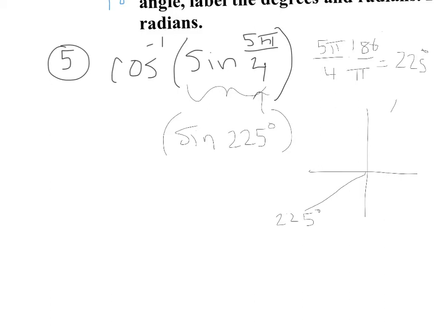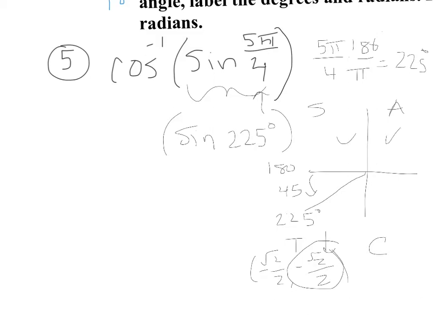First of all, if you think about it, when you remember "All Students Take Calculus," we know down here that sine is going to be a negative answer. And if we know that from 180 to 225 is 45 degrees, we're looking at the reflection of the 45-degree angle. So I know it's going to be negative root 2 over 2 at that spot. It makes sense because if it's All Students Take Calculus, sine at 225 must be negative. So we have negative root 2 over 2.